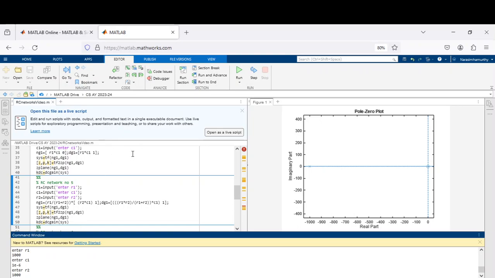So let me run this. See here, the DC gain is half. If you can see this, this is my pole position minus 1000. You can see this is my, sorry, this is the 0 position at minus 1000. This is the pole position moved to minus 2000, which is exactly evident here also. You can see this is my pole position, which is minus 2000. So this is a 0 position.